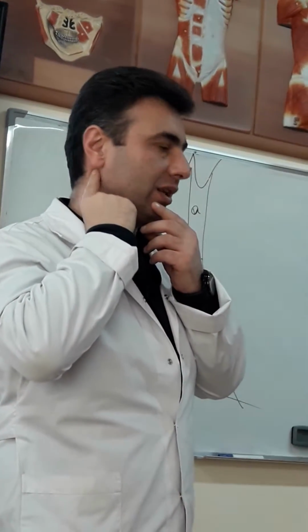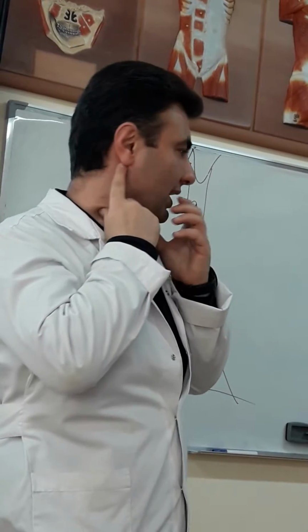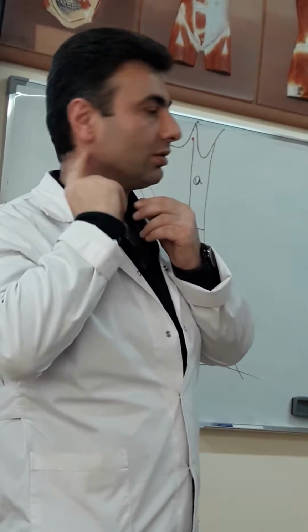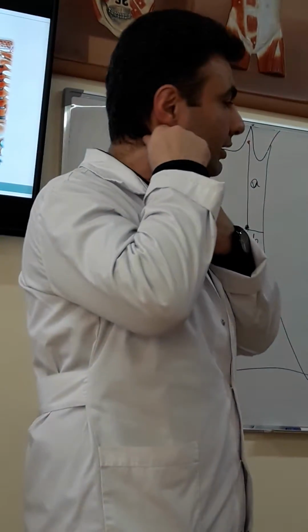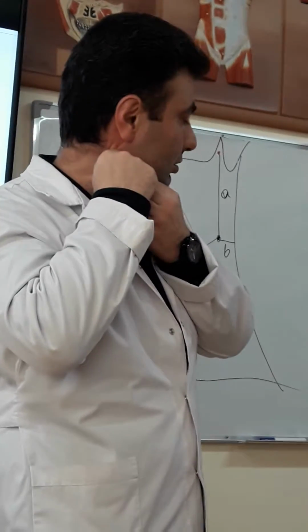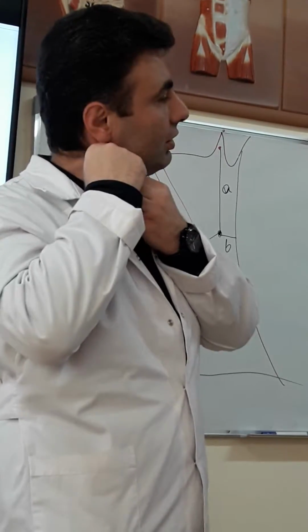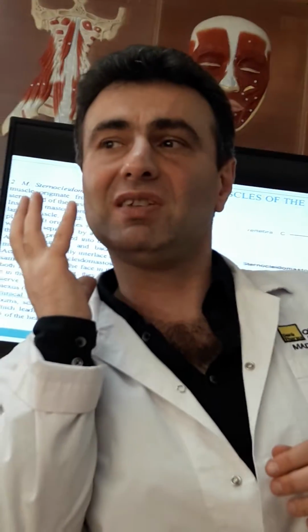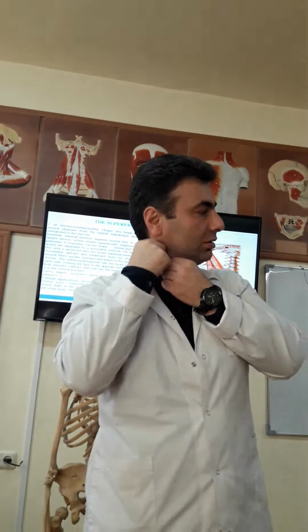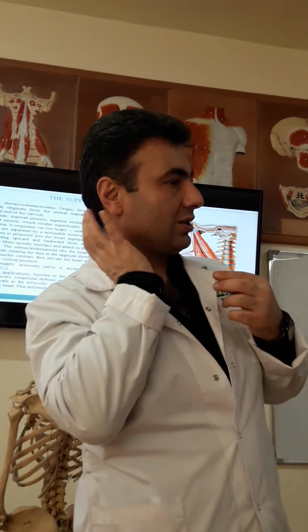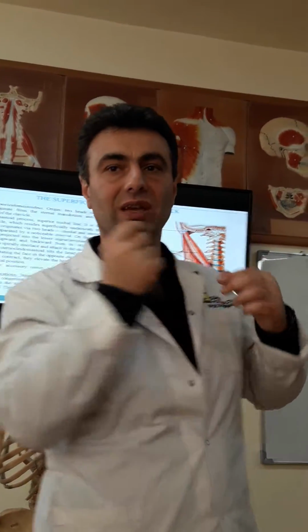Right, when one SCM muscle is constricted, look here, please. It tilts the head to the same side, but it rotates the face to the opposite side. You see? Look, one muscle, and then it is constricted. It tilts the head to the same side, but rotates the face to the opposite side. You see? Then, when both are constricted together, let's say the head comes to this side, but the face goes to the opposite side.